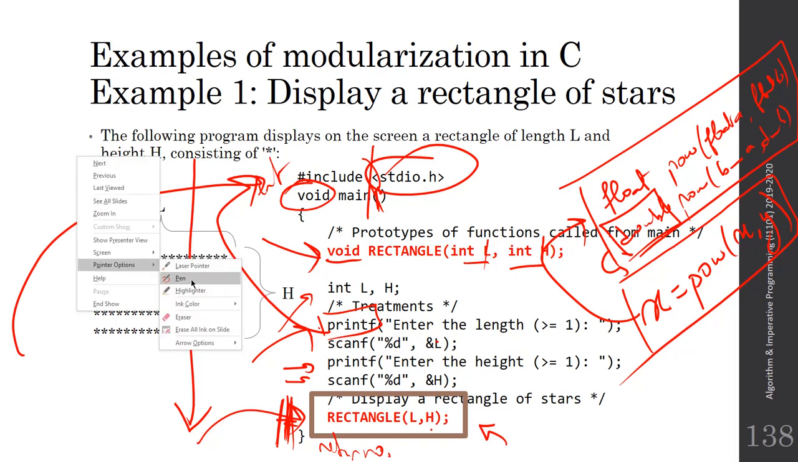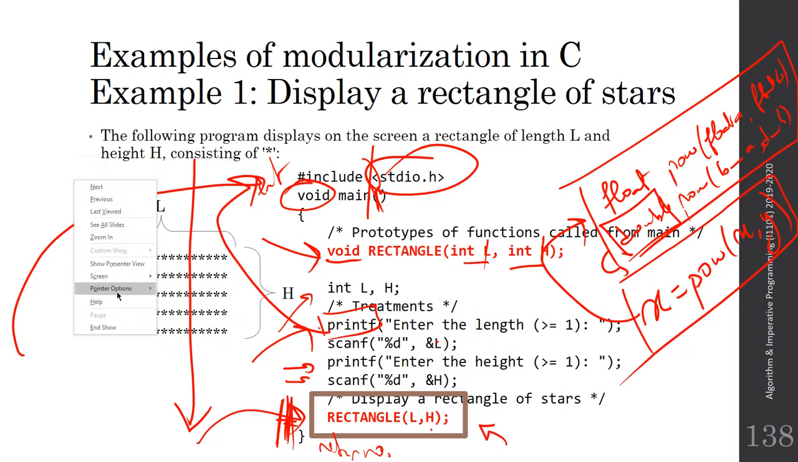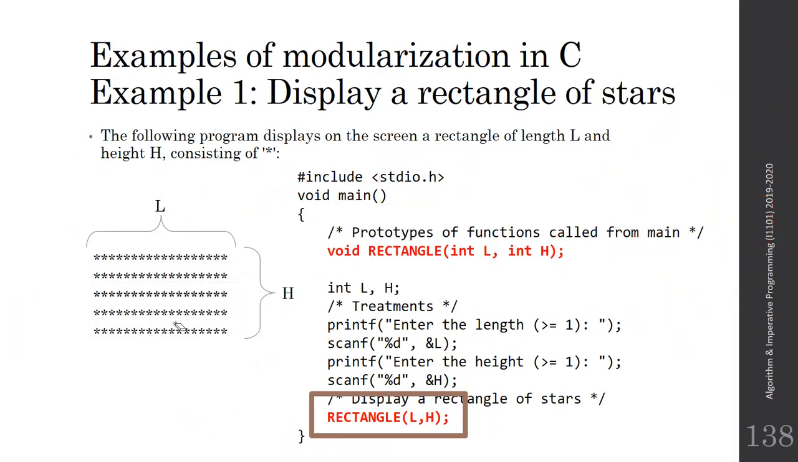So let me erase. We will repeat all this while we are going with the lecture. Don't worry, I will always be repeating the same stuff in order for you to grasp it in your head. There's just one more notion: we have here two variables, integer L and integer H.